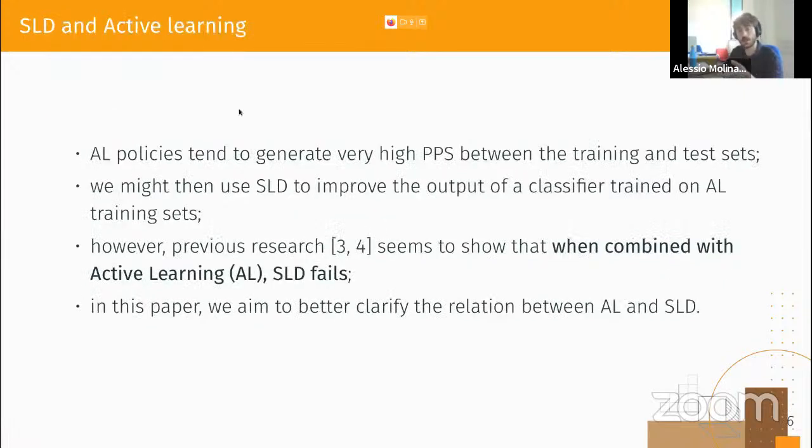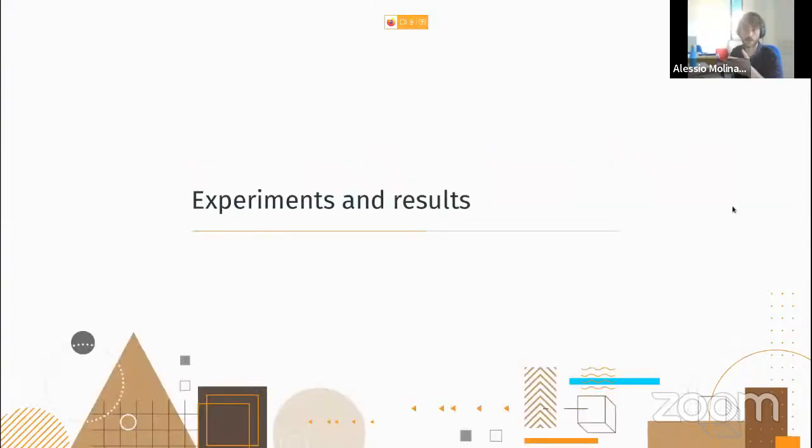So in active learning scenarios, we have a very high shift, and we might think that using SLD could be a good idea. But in some previous research, we also noticed that these two techniques combined together don't really work well. So we want to clarify, if possible, what happens when you combine these two techniques.